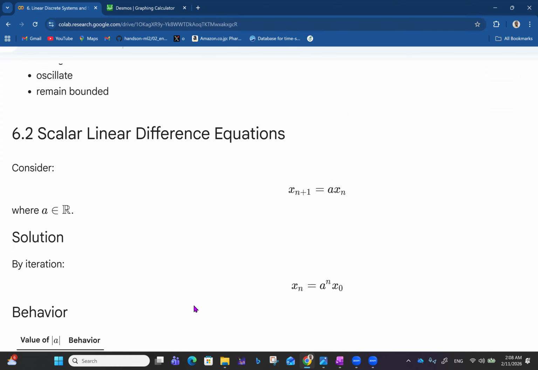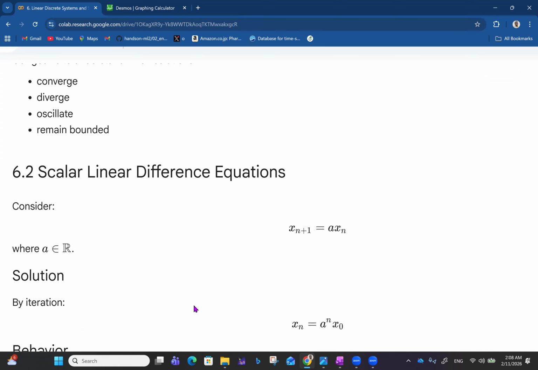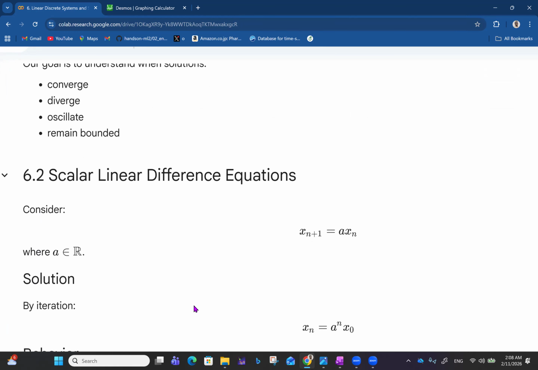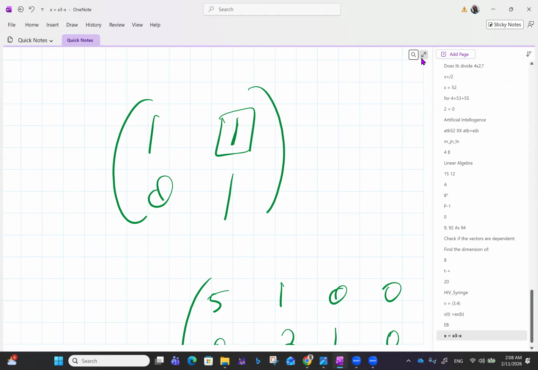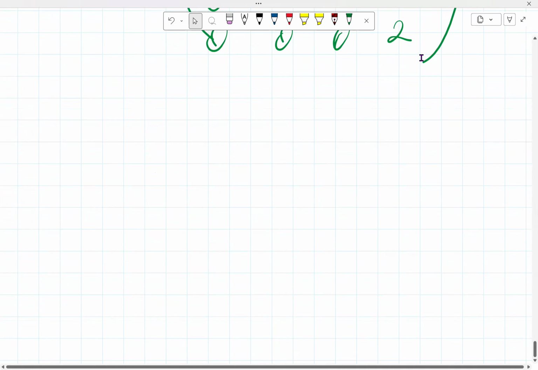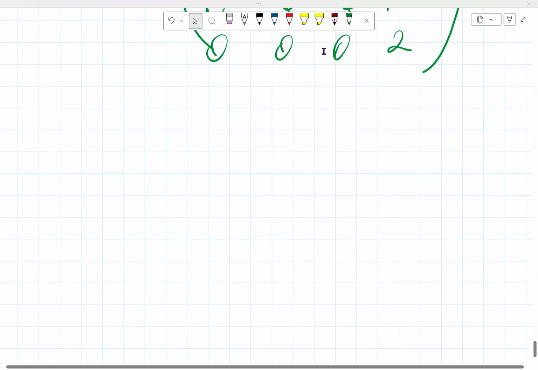That takes us to scalar linear difference equations. Imagine we have x_{n+1} equals a x_n, where a is a real number. So the solution by iteration is x_n equals a^n x naught. How do we arrive at that, right? x_{n+1} is a x_n.